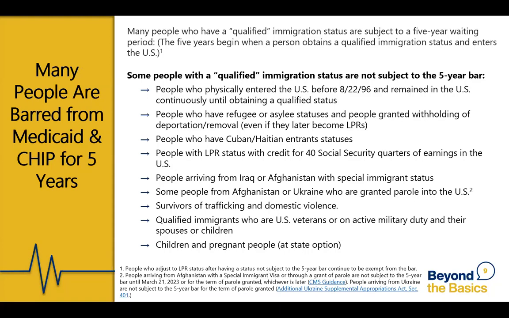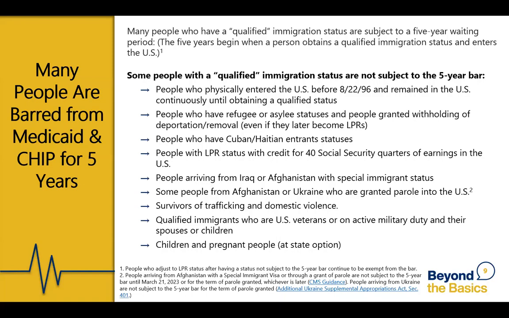Now, even if a person has a qualified immigration status, they can be subject to a 5-year waiting period before they're eligible for benefits. That 5-year period begins to run when the person obtains a qualified immigration status and enters the United States. So, for example, many family-based immigrants will actually come to the United States with lawful permanent resident status. That 5-year clock will begin to run when they come to the country. There are a number of exceptions to that 5-year bar, and they include people who were in the US before the law passed that imposed that bar, as well as humanitarian immigrants with refugee or asylee status, as well as people granted withholding of deportation and removal.